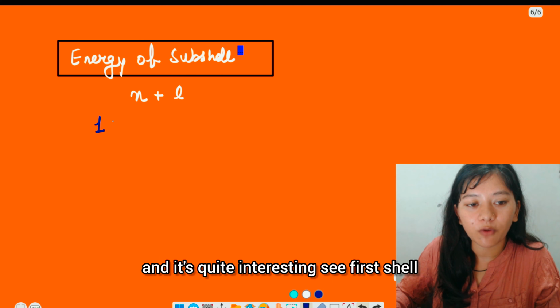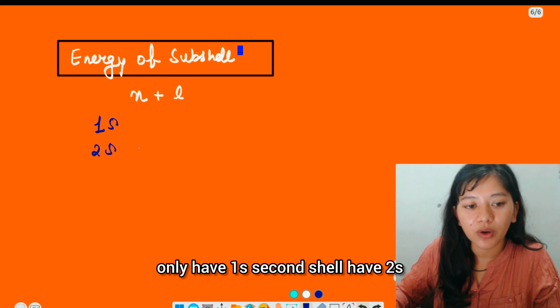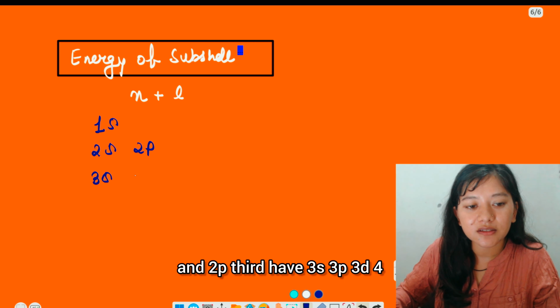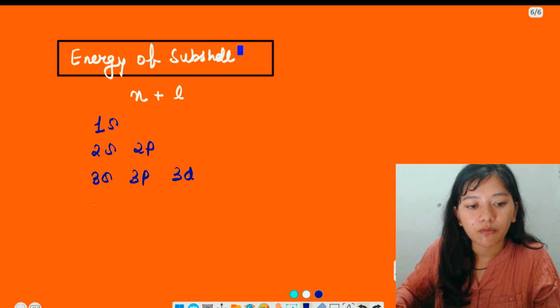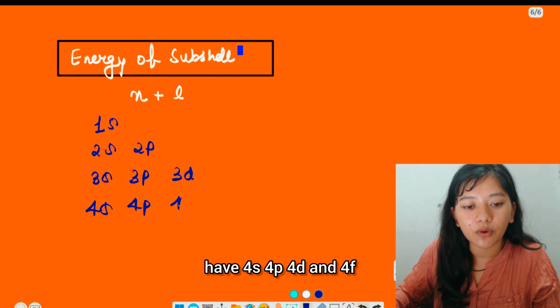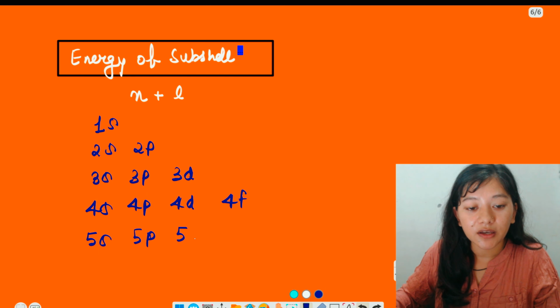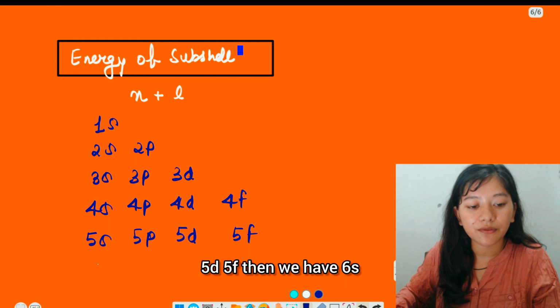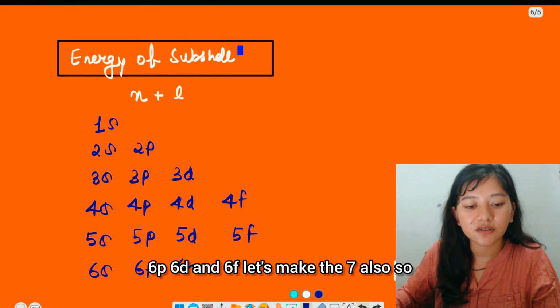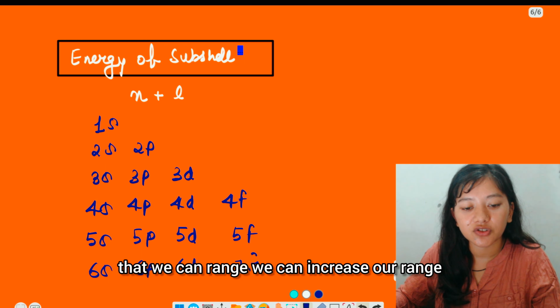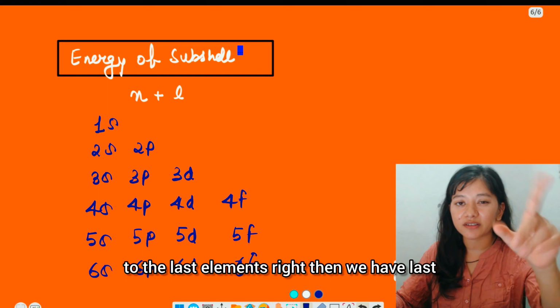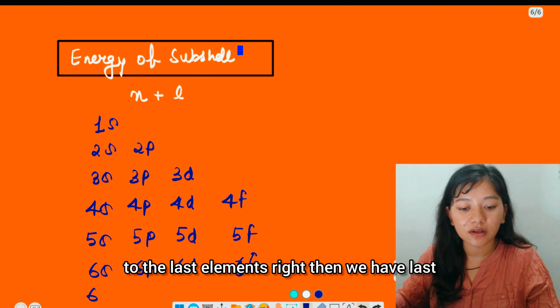The first shell only has 1s, the second shell has 2s and 2p, the third has 3s, 3p, 3d, the fourth has 4s, 4p, 4d and 4f. Next we have 5s, 5p, 5d, 5f. Then we have 6s, 6p, 6d and 6f. Let's make the 7 also, so that we can increase our range to the last elements, right? Then the last one is 7.